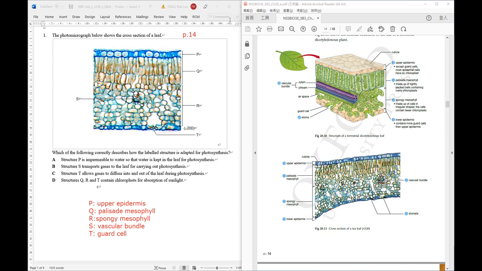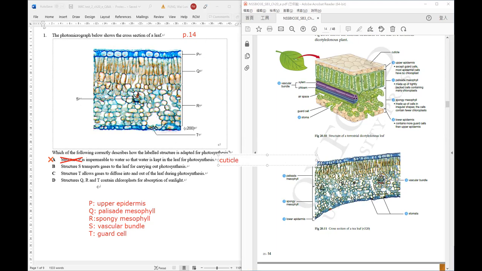And this is page 14 of your textbook. And I want you to write down what's wrong, what's correct here. Which of the following correctly describes? So structure P is impermeable. A is wrong. Why is it wrong? Because it's not the structure P being impermeable to water. Okay, it's the cuticle. I write the correct answer behind.